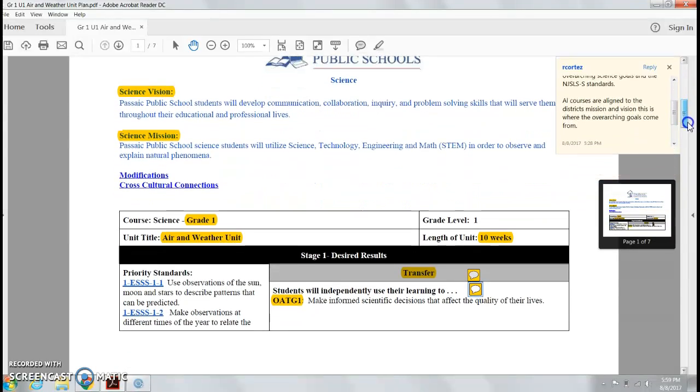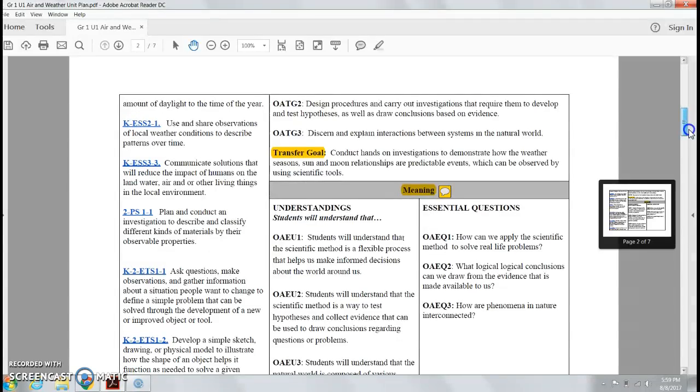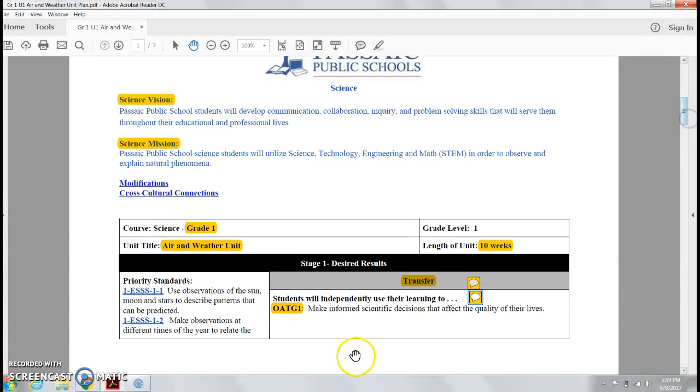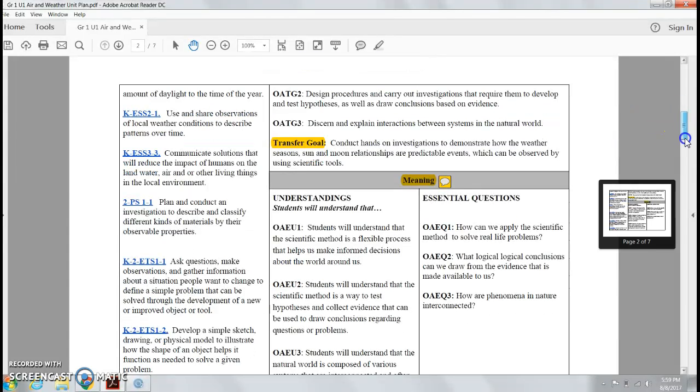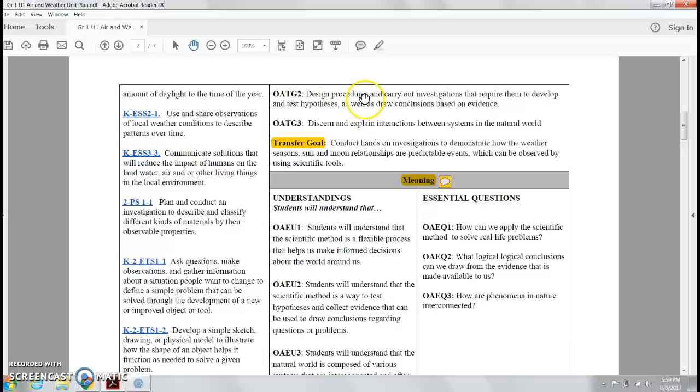So for instance, the first one that matches to this unit is make informed scientific decisions that affect the quality of our lives. That's something that we're driving home, whether it be from kindergarten all the way up to 12th grade. And we're also addressing that in this particular unit. So something like designing procedures and carrying out an investigation, or discerning and explaining interactions between systems in the natural world. These are things that we're driving home as a science department from kindergarten to 12th grade.